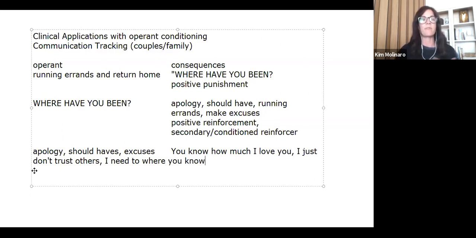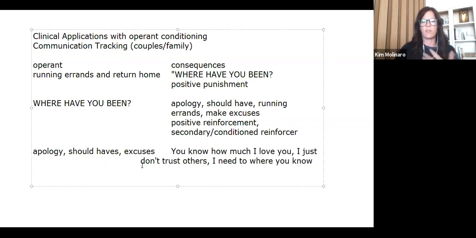And again, our client feels controlled by this. And these would be somewhat controlling behaviors for sure. And we would take a really detailed approach. But when the client responds that way, you know how much I love you. I just don't trust others. I need to know where you are. You know how much you mean to me.